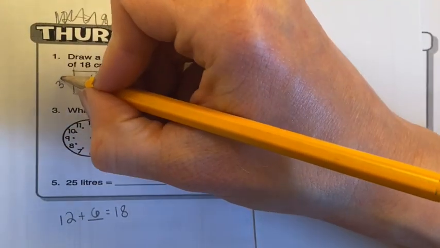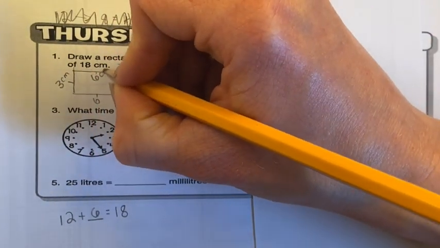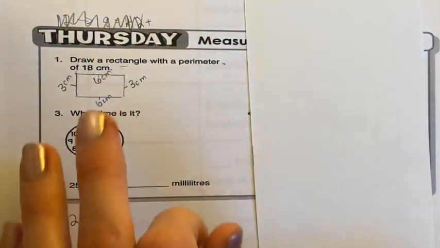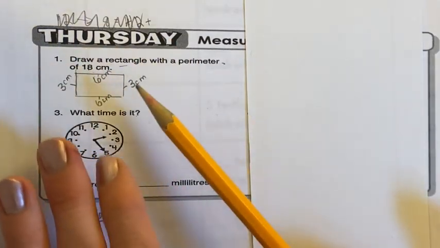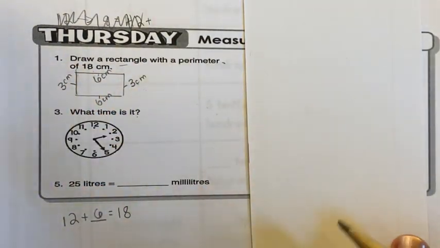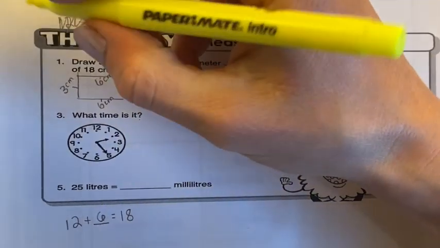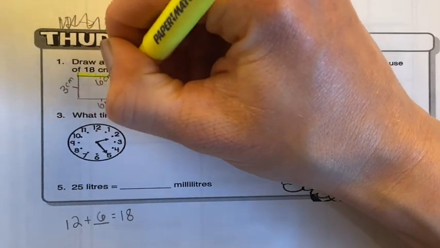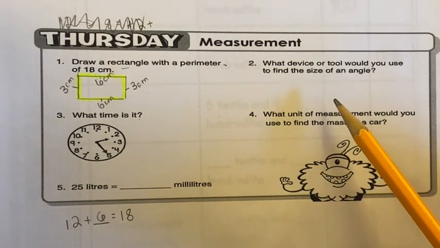Now, if you have a ruler handy and you have space, you should try drawing this to scale. I'm not drawing it to scale, but I think you guys could. So that means that you take the ruler and you measure out whatever yours is. You could do any combination, different combinations to make 18 centimeters around. And remember, perimeter is where it goes around the shape. Around the shape. Now, number 2, what device or tool would you use to find the size of an angle?